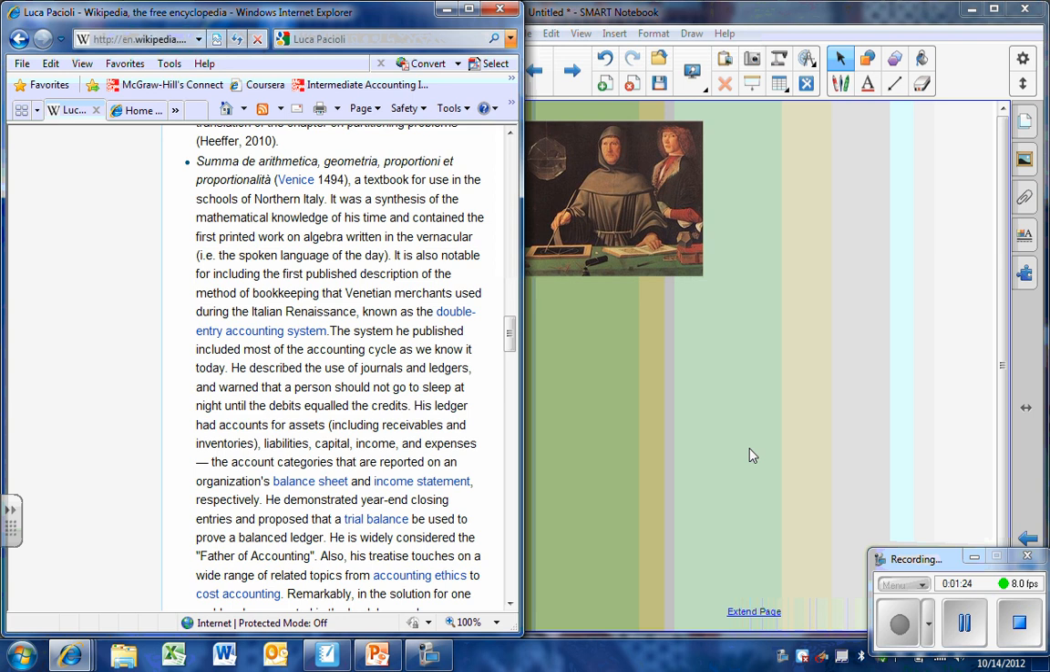And if you go over to Wikipedia, you'll see this article, and it's a very interesting little piece about the very early beginnings of accounting. And I really encourage you, if you have a few minutes one day, to take a look at this page and see the history of our profession.